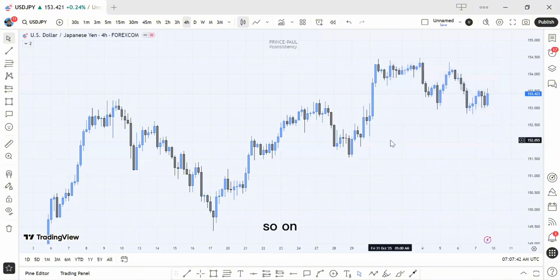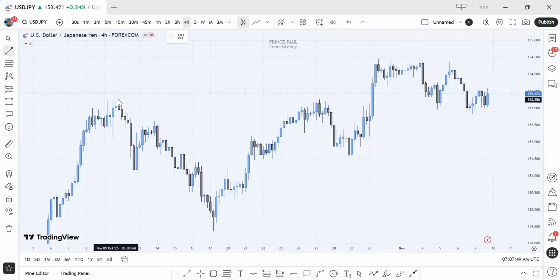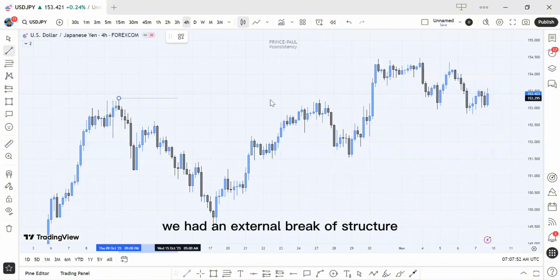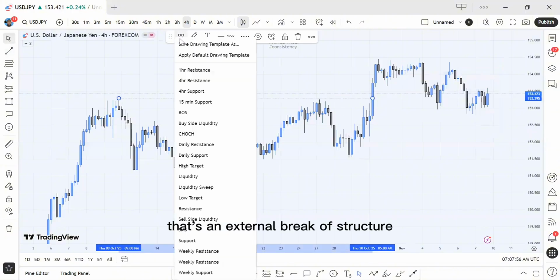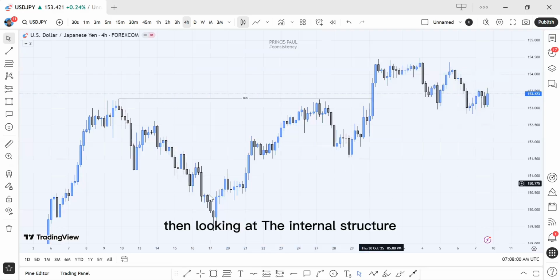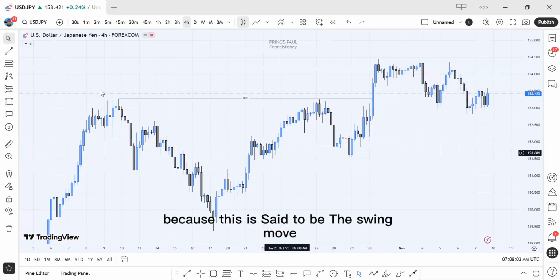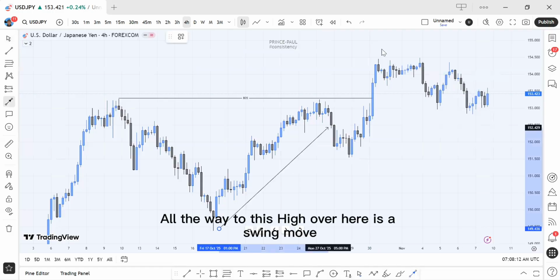All right. So on the 4-hour time frame, we can see that we had an external break of structure over here. So I'm just going to mark that. That's an external break of structure, right? Then looking at the internal structure, because this is said to be the swing move, from this low over here all the way to this high over here is a swing move, right?